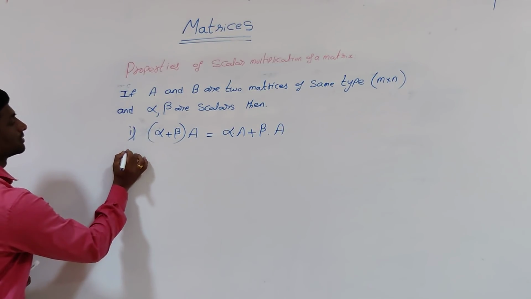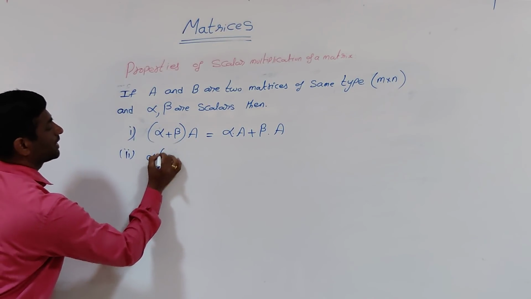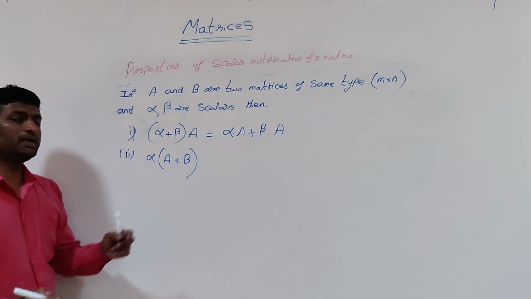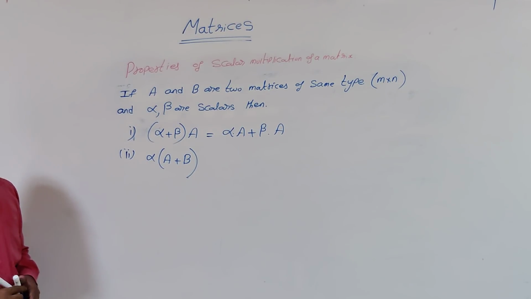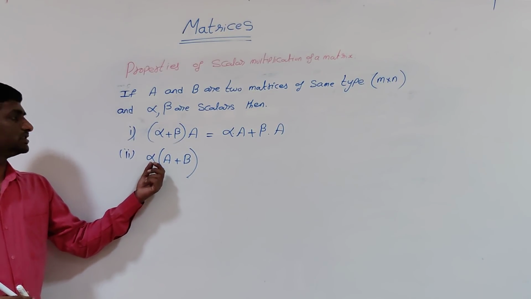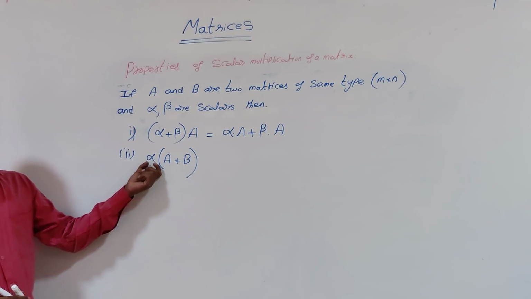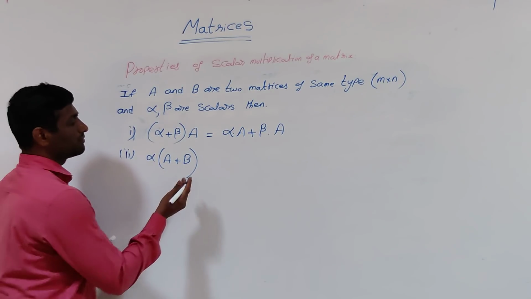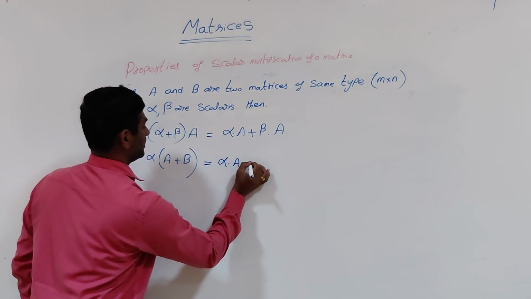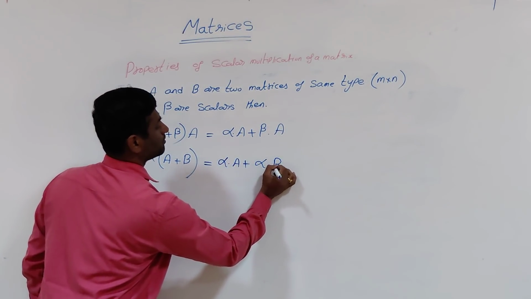Second one: alpha times (A plus B). A plus B is the sum of the two matrices, which gives a new matrix, and every element of A plus B is multiplied by alpha. Whatever matrix you get will be the same as alpha times A plus alpha times B.